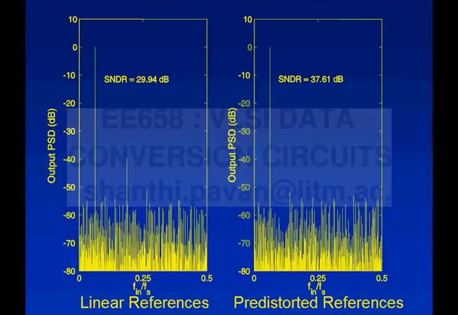Okay, and if you go and do the math, it turns out that the SNDR is 29.94, 30 dB or so. So you're losing basically about 8 dB because of this. Now, if you predistort the references by exactly the right amount and you run the FFT, you find that the distortion is eliminated, and if you do the SNDR calculation, you will find that it is 37.6 dB, which is about what you would expect for an ideal 6-bit flash converter, right?